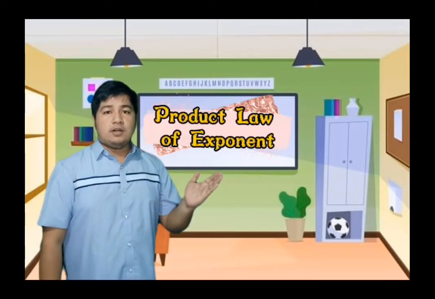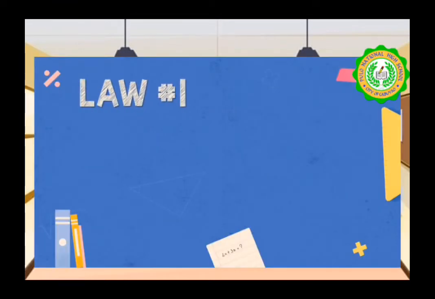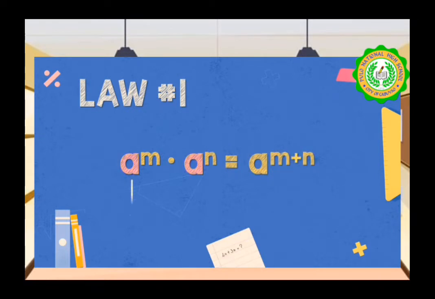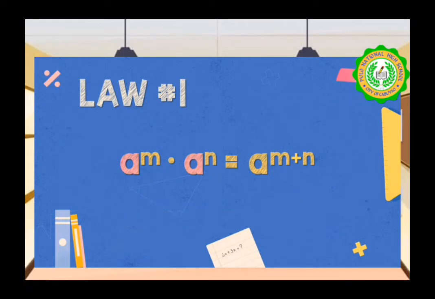For the continuation of our lesson, here are the laws of exponents that we need to discuss. The first one, that is the product law of exponents. Law number 1: a raised to the power of m times a raised to the power of n is just equal to a raised to the power of m plus n, where a is a real number and m and n are positive integers. So based on the definition, if you have numbers with the same base but different exponents, you can just copy the base and then add the exponents.